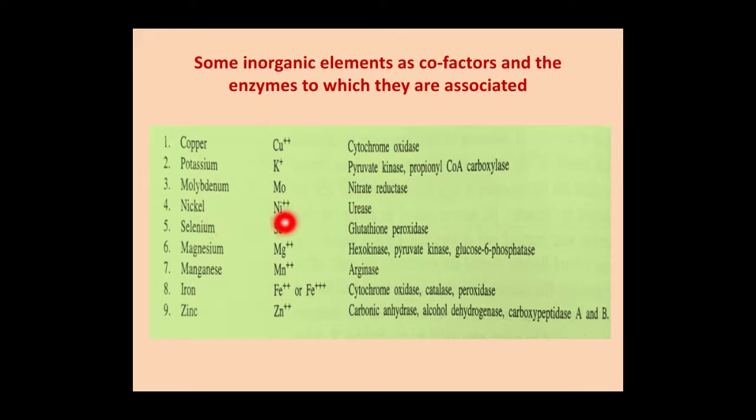Magnesium acts as a cofactor in the enzymes hexokinase, pyruvate kinase and glucose 6-phosphatase. Manganese acts as a cofactor in arginase. Iron, as Fe2+ or Fe3+, acts as a cofactor in cytochrome oxidase, catalase and peroxidase. Zinc acts as a cofactor in carbonic anhydrase, alcohol dehydrogenase and carboxypeptidase A and B.